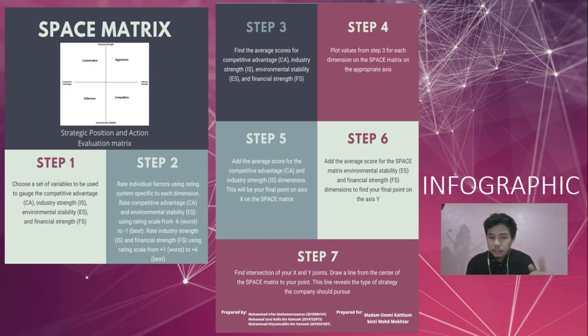And the last step is step 7. Step 7 is to find the intersection of your X and Y points. From the middle of the X and Y axes, draw a straight line to your points, to your added sum of the average scores, and you will get a line. The line reveals the type of strategy that the company should pursue, which are conservative, aggressive, defensive and competitive.